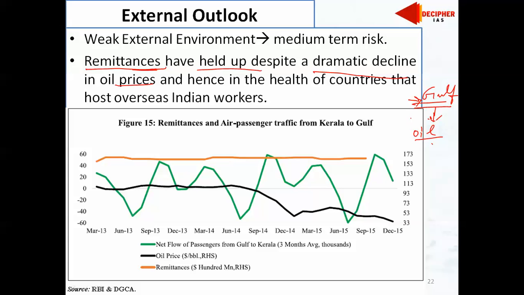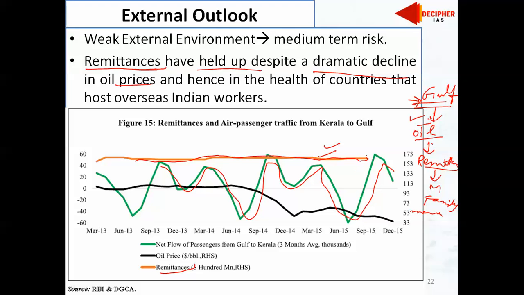So now the price of oil has decreased, but still our remittances, that is the money we are receiving, when the migrant workers send the money to their family members, it comes into the Indian economy. So you see the remittances have been constant. It has not fallen even after the oil prices have fallen. Also what we see is the net flow of passengers has not been dependent upon the decrease in the oil price. Okay.